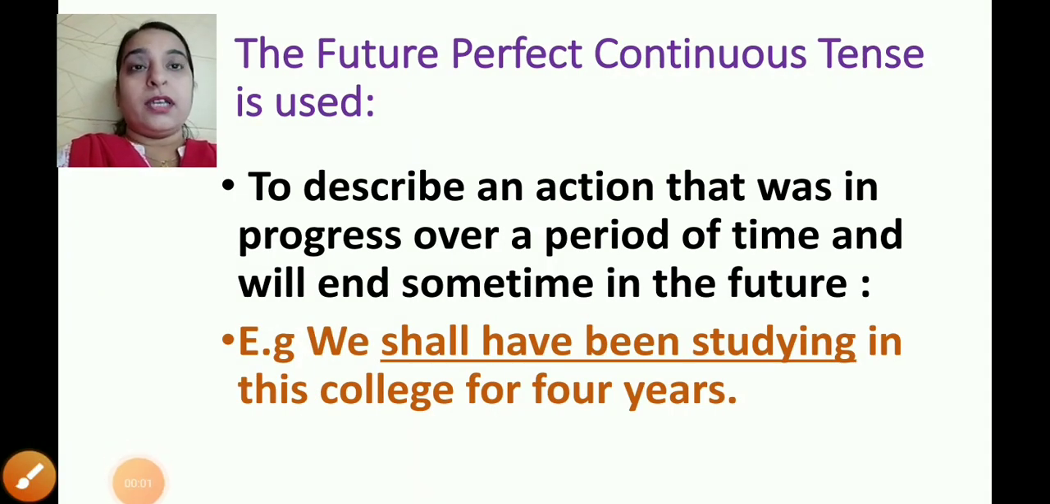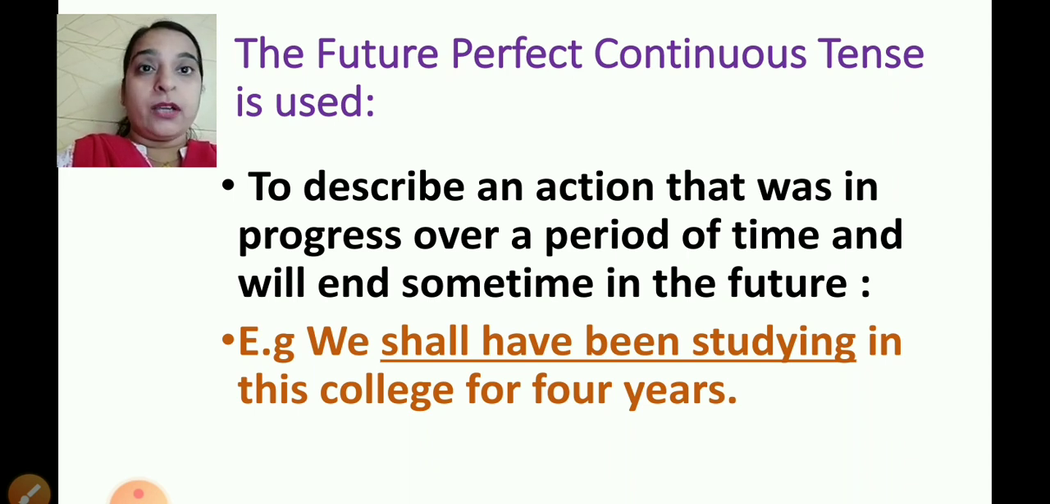Now children, the future perfect continuous tense is used to describe an action that was in progress over a period of time and will end sometime in the future. For example, we shall have been studying in this college for 4 years. So when you write future perfect continuous, you have to use will, shall have, been and ing to the verb. So it describes an action that was in progress over a period of time and will end sometime in the future. So that way we have to use the future perfect continuous tense.